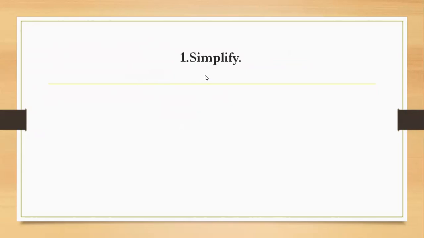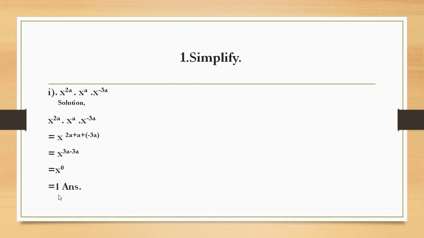Simplify, look here, the question: x to the power 2a into x to the power a into x to the power minus 3a. We write the question once again. All the bases are the same and you are multiplying, so write only one base and add the powers: 2a plus a plus minus 3a. It is negative, so put it in a bracket. When you open the bracket, 2a plus a is 3a, minus 3a, gives x to the power 0, and x to the power 0 means 1. 1 is the answer for this.